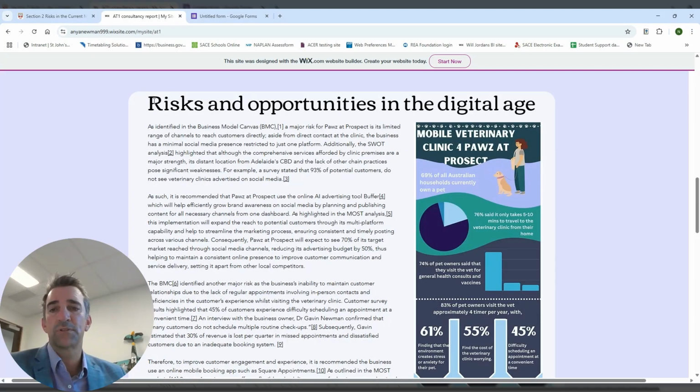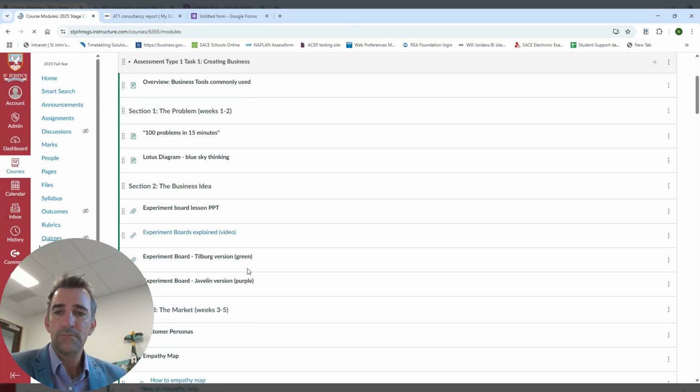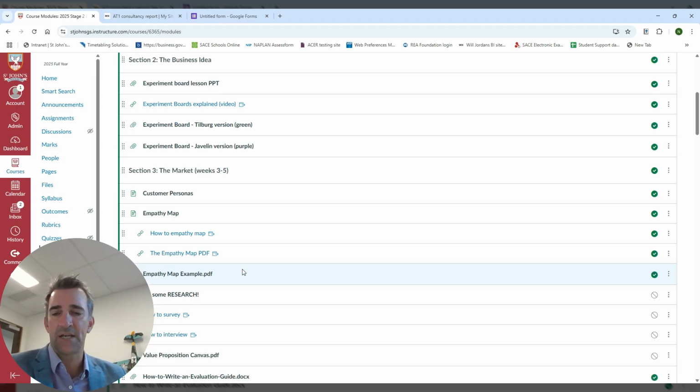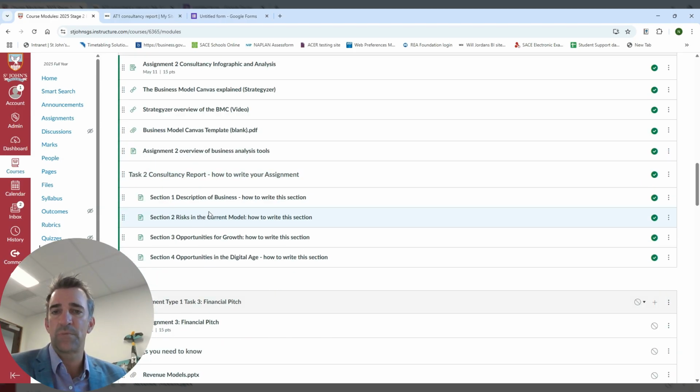I think it's probably important to reduce your business model canvas and SWOT down to those key risks and opportunities that you see, and then we'll start to write this up in that formal manner. So don't forget, just back on the Canvas page, where you find this information is in modules. I'll probably put a link in this announcement so you can see it. It's in Assessment Type 1, Task 2, Transforming Business, and it's Risks in the Current Model, How to Write This section.